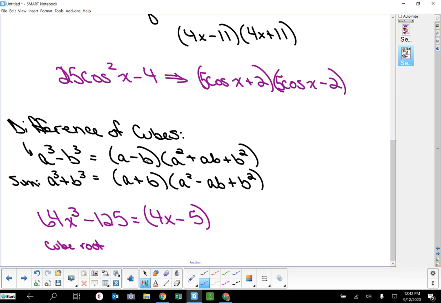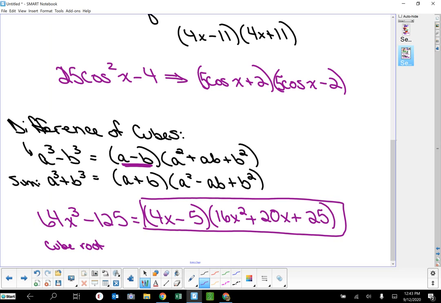That gives you the binomial a minus b right here. And then essentially you're using that to expand out your trinomial. So a squared would be 4x times 4x, which is 16x squared. Follow the formula and use the right signs. So a times b is going to be 4x times 5, which is 20x. And then b squared is 5 squared, so that's 25. And this would be the factored form of 64x cubed minus 125.